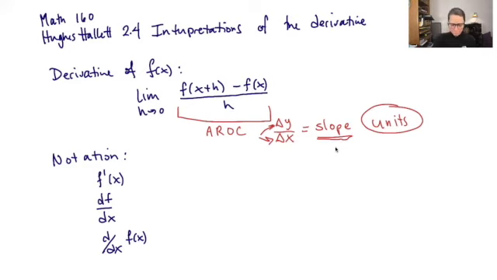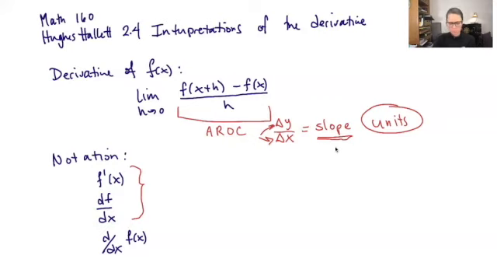Notation-wise, f prime of x is one way we can denote the derivative. Another notation is to call this df dx. And I hope you can notice that the df dx is somewhat similar to the delta y delta x, or delta f delta x. Delta y delta x would be the average rate of change, and if we think of this as df dx, that would be the instantaneous rate of change.